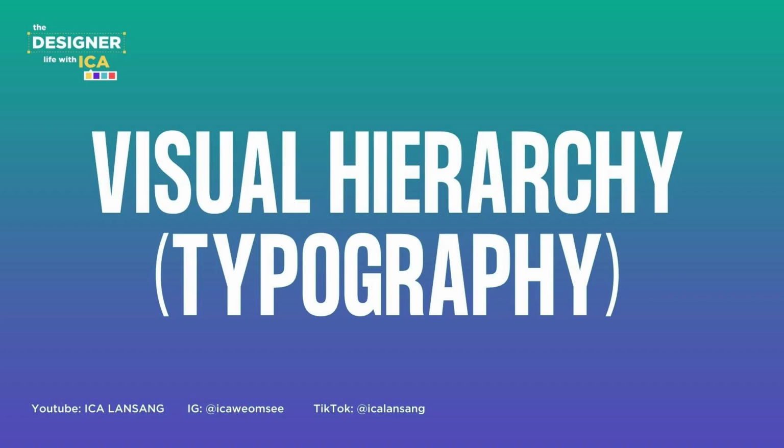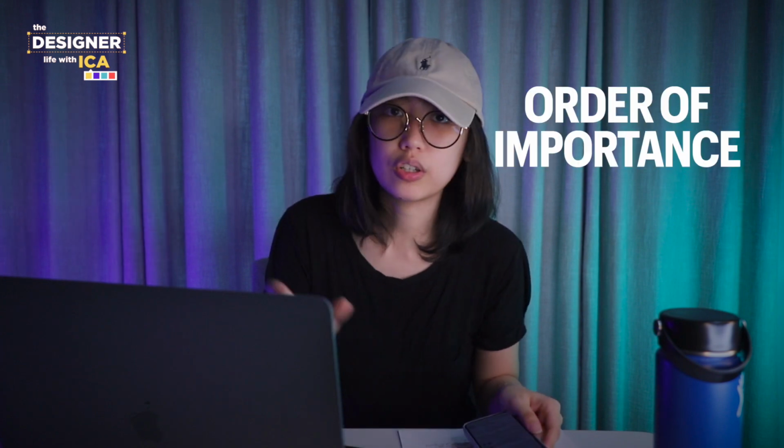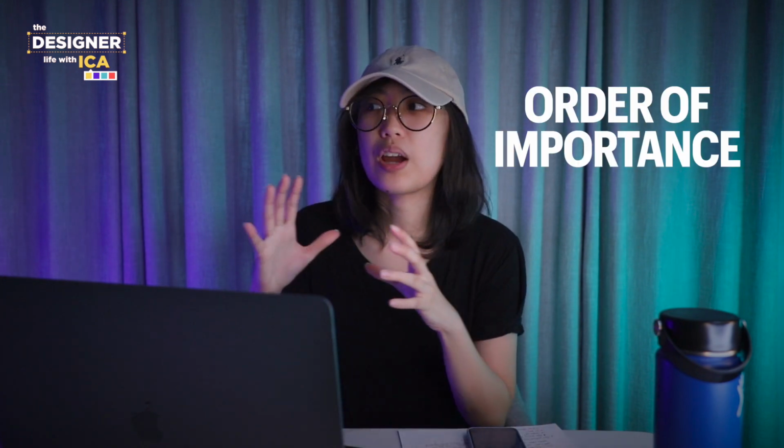Topic natin today is visual hierarchy or typography hierarchy. Ano bang ibig sabihin nun? Based on Interaction Design Foundation, visual hierarchy is the principle of arranging elements to show their order or importance. By laying out elements logically and strategically, designers influence users' perceptions and guide them to the desired actions. So, ayan, emphasize on order of importance. Sa isang collateral, sa isang graphic poster, maraming text. But there is always the most important information or data that you have to let the audience know. So, that's the definition of visual hierarchy.